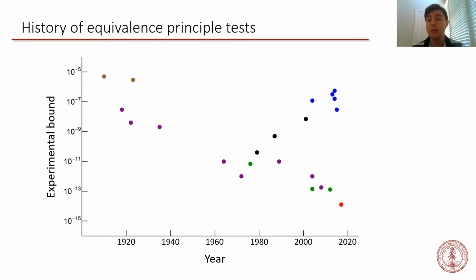So for instance, early EP tests were carried out with pendula of different compositions, which are represented by these brown points. The purple points represent torsion pendulum experiments. This type of experiment can reach a relative accuracy of around 10 to the minus 13. The green points here, here, and here represent lunar laser ranging experiments, which reach a similar accuracy. And the red point represents the MICROSCOPE space mission, a recently concluded EP test in space with relative accuracy 10 to the minus 14. None of these tests, by the way, observed an EP violation.